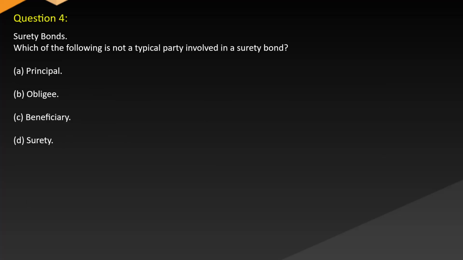Question 4. Surety bonds. Which of the following is not a typical party involved in a surety bond? A. Principal. B. Obligee. C. Beneficiary. D. Surety.